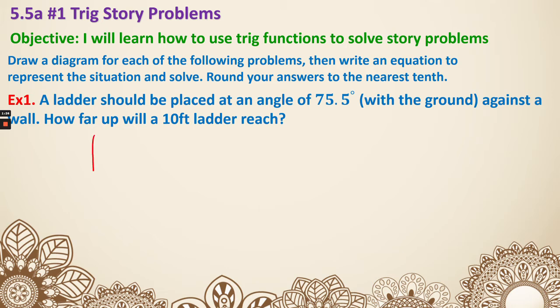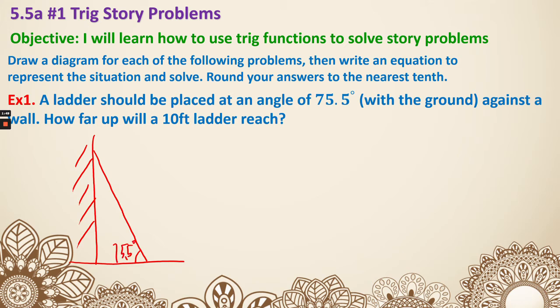So this is kind of still the same as the definition we just talked about. Let's say this is the ground and that's the wall. Here's the ladder, right? The angle of 75.5 is with the ground. So this is like the angle of elevation because the ladder is trying to reach somewhere above the ground. So 75.5 degrees right there.